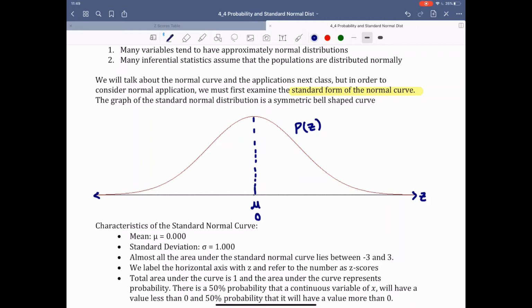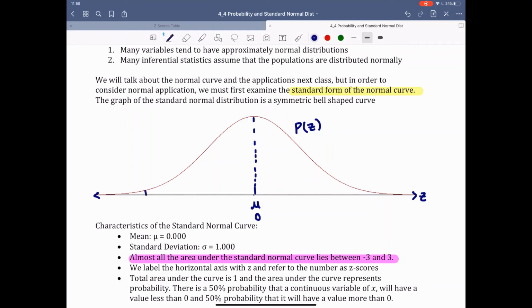Then we also know that the standard deviation of the standard normal curve is equal to 1. And another very important property is that almost all of the area under the standard normal curve lies within -3 and 3. Okay. So what we do is we calculate area underneath this bell-shaped curve to give us probabilities.